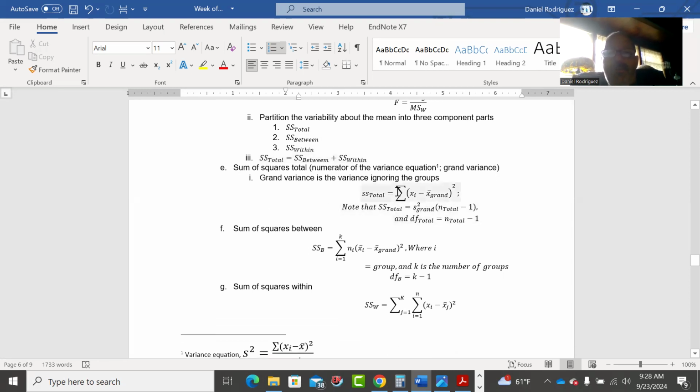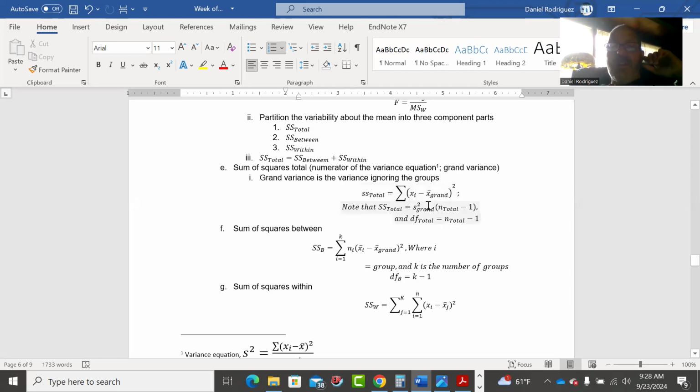All right, so this is an example of the sum of squares total. So this is the equation for what we call the grand variance. When I say grand variance, I'm talking about the total variability, ignoring the different groups. So if I forgot that there are different groups here and I just wanted to calculate the variability, that would be my grand variance. So my sum of squares total is each individual score on whatever my dependent variable is minus the grand mean, right, squared. So this is the numerator of an equation.